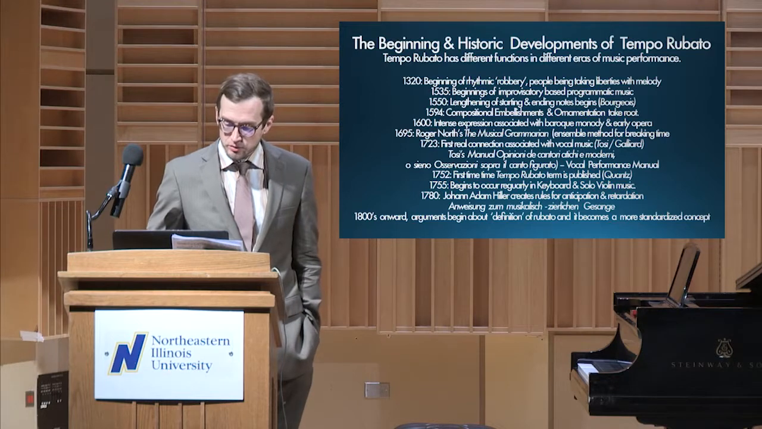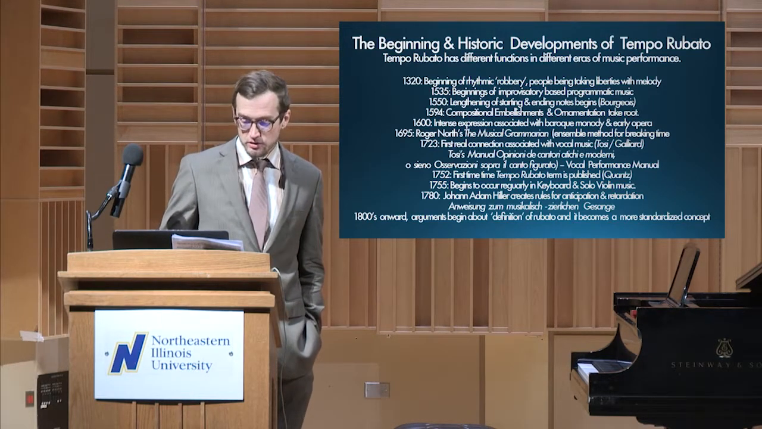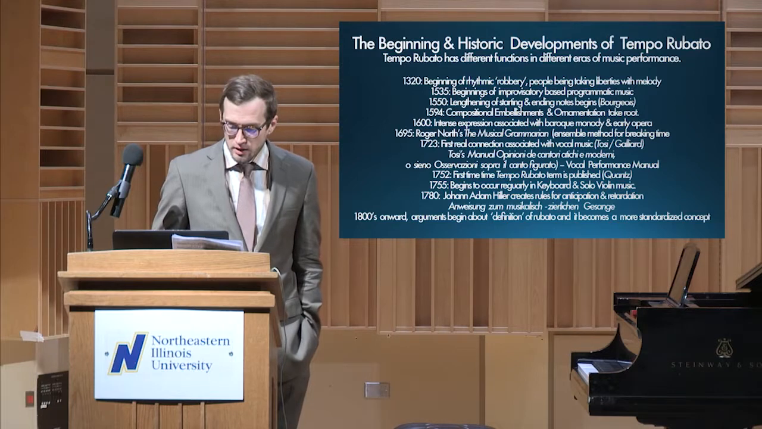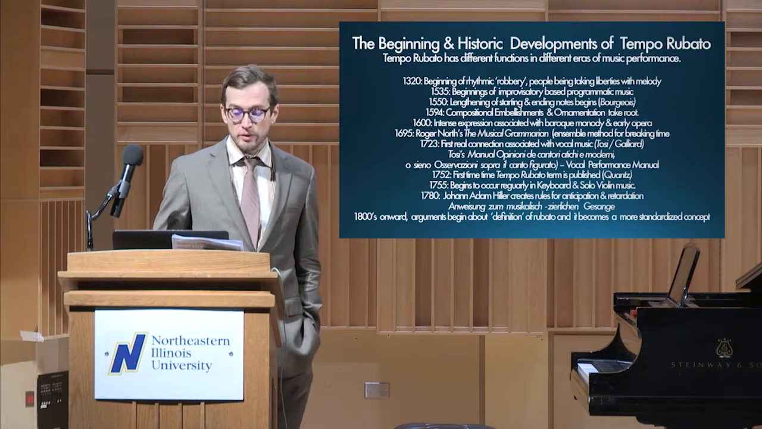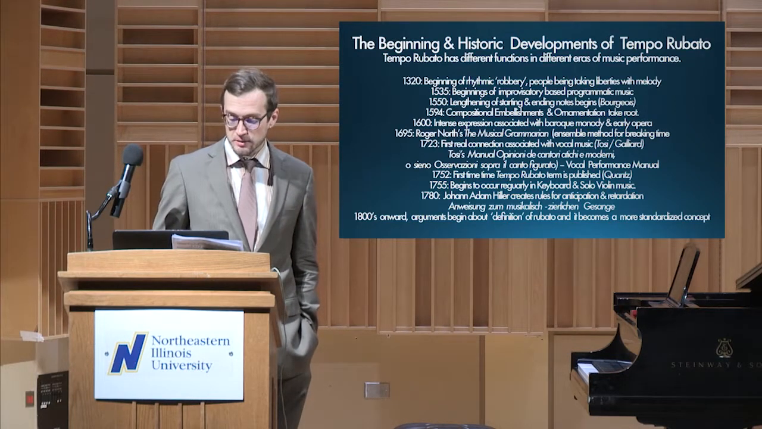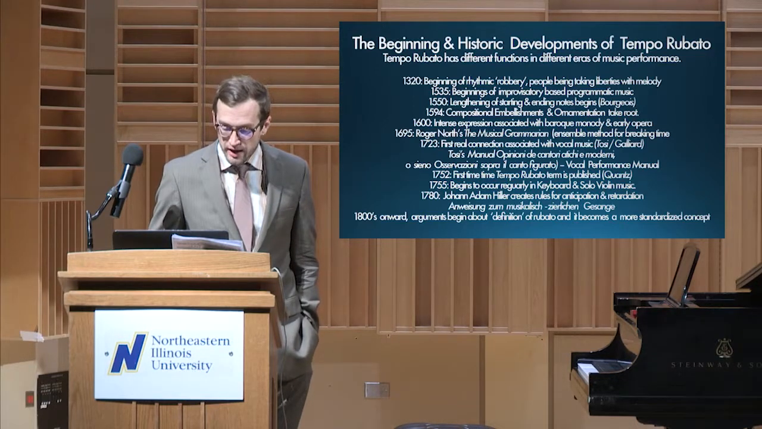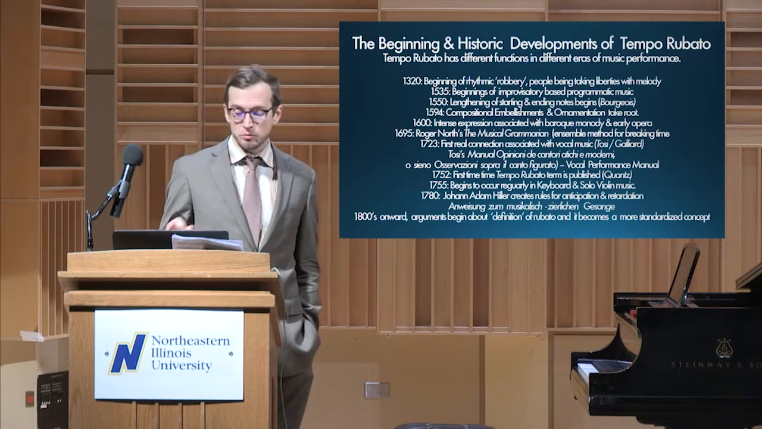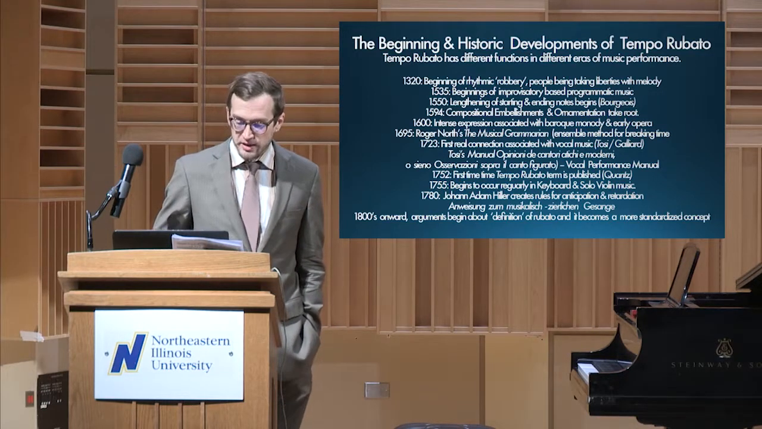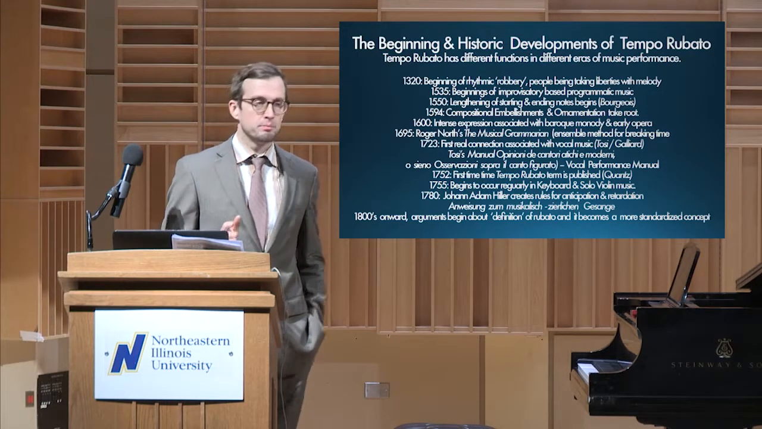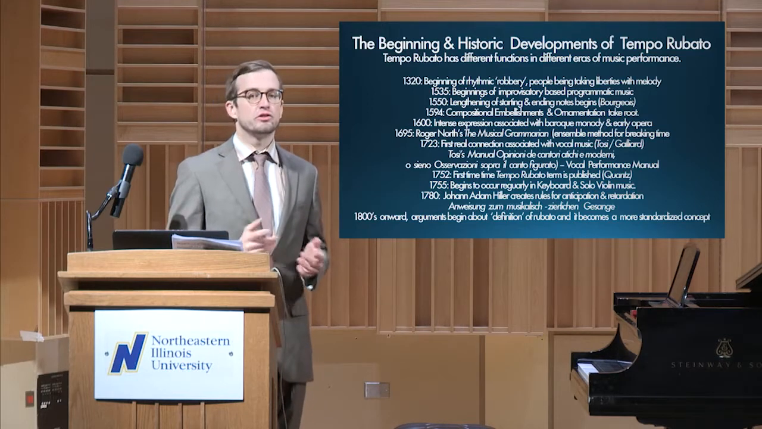In 1752 was the first time the term tempo rubato was actually published. In 1755, it began to occur regularly in keyboard, solo, and violin music. In 1780, Johann Adam Hiller created rules for anticipation and retardation. And from the 1800s onward, the definition began to change a little bit. It was not really so much this adaptation of melody, but became a kind of rules of starting and slowing. So the identity of it changed.